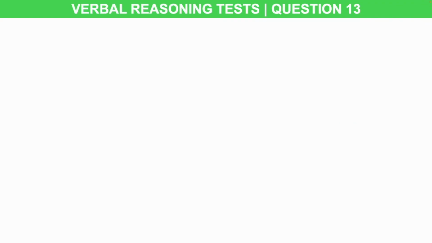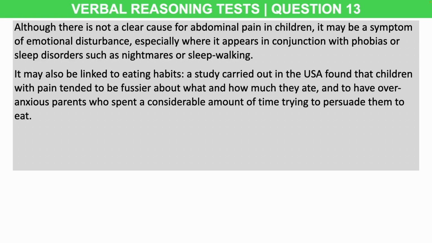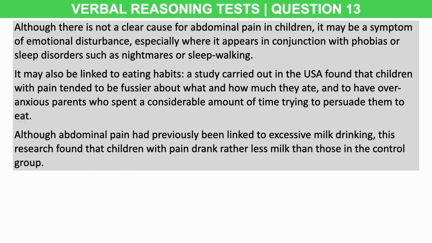Although there is not a clear cause for abdominal pain in children, it may be a symptom of emotional disturbance, especially where it appears in conjunction with phobias or sleep disorders such as nightmares or sleepwalking. It may also be linked to eating habits. A study carried out in the USA found that children with pain tended to be fussier about what and how much they ate, and to have over-anxious parents who spent a considerable amount of time worrying to try and persuade them to eat. Although abdominal pain had previously been linked to excessive milk drinking, this research found that children with pain drank rather less milk than those in the control group.